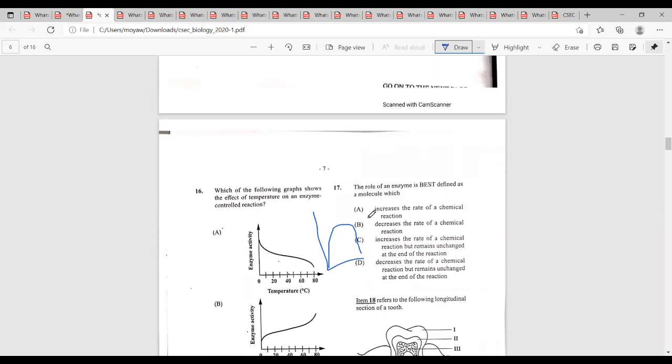So now 17, the role of enzyme. The role of an enzyme is best described as which molecule.